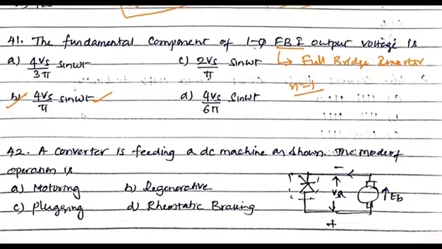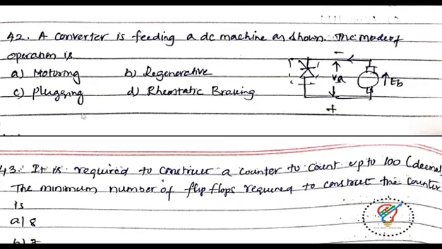Okay, next one here. An interesting question. A converter is feeding a DC machine as shown. What is the mode of operation here? They have given simply a chopper here, but observe the current direction. The current is in reverse direction like this, and the EMF is in the same direction. So both are in the same direction here. And see here that we have reversed the voltage. That means we reverse the voltage in the case of plugging operation only.